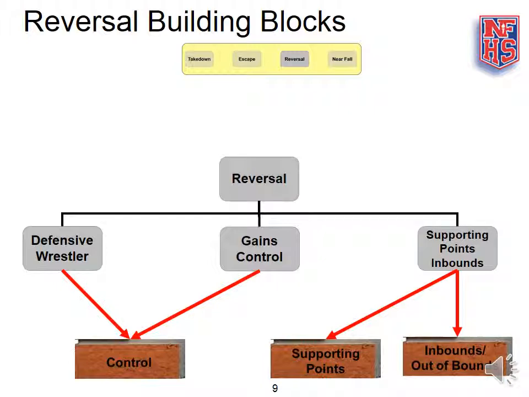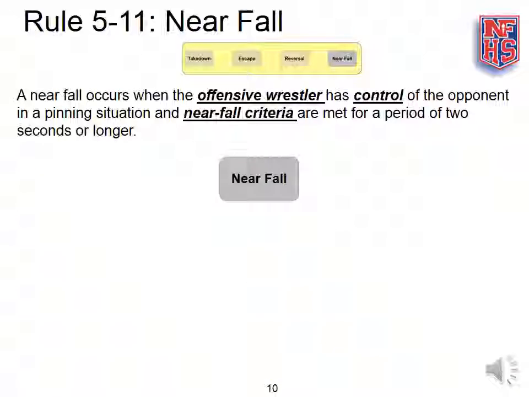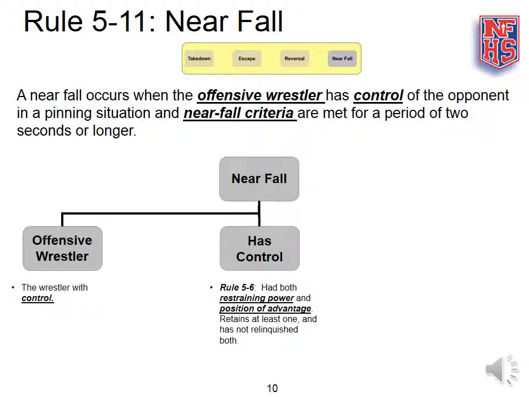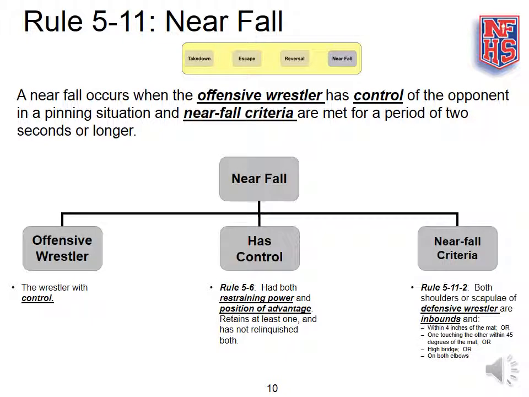Lastly, let's look at the near fall. Rule 5-11 defines the near fall for us. A near fall occurs when the offensive wrestler has control of the opponent in a pinning situation and near fall criteria are met for a period of 2 seconds or longer.